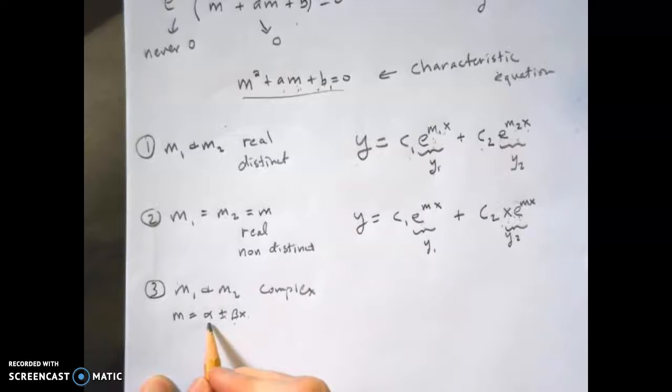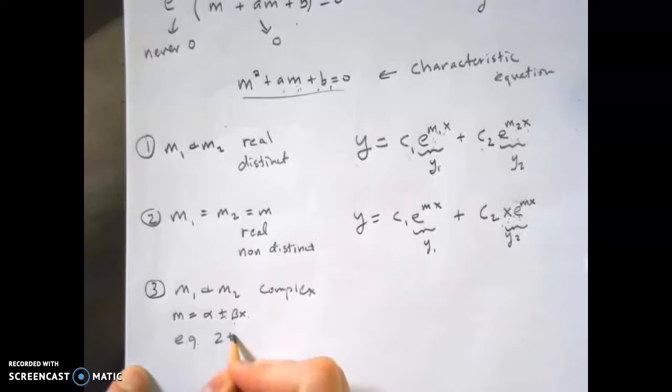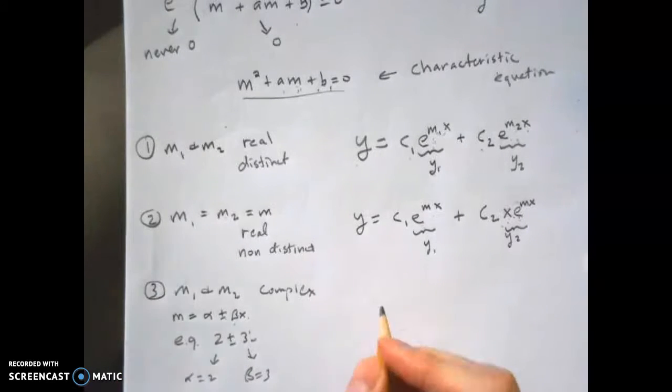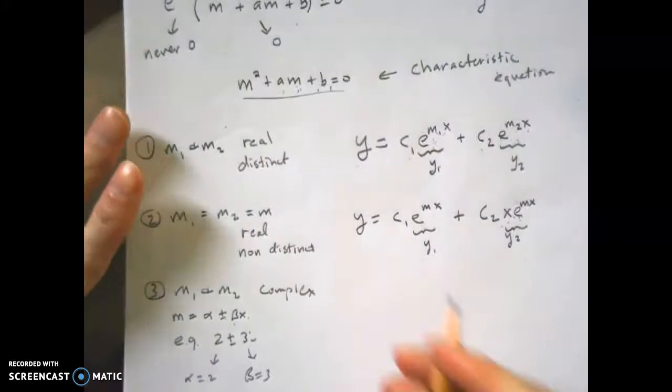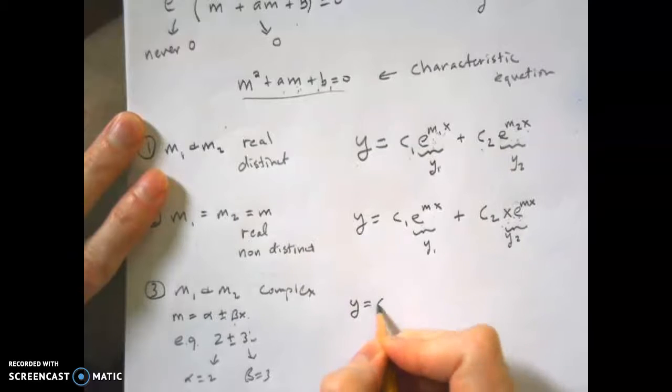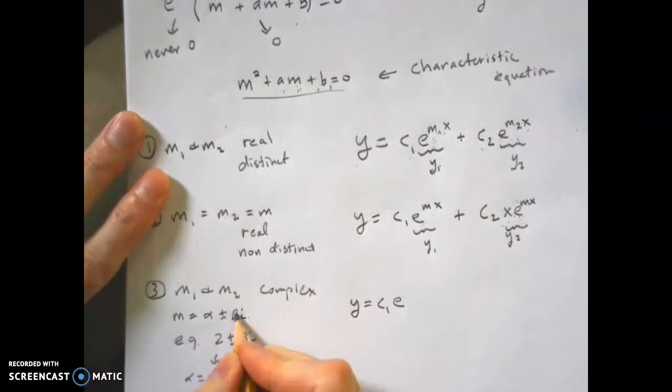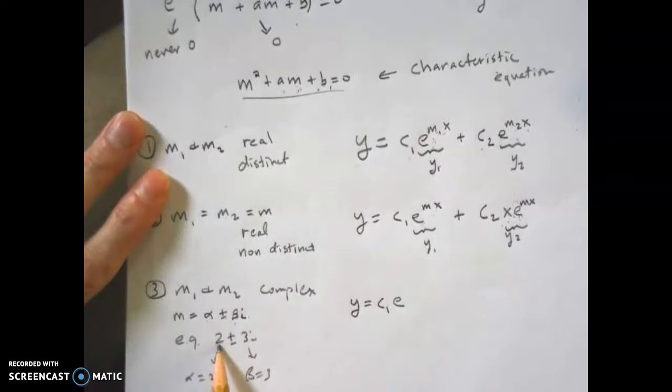Well, let's do an example. Example: 2 plus or minus 3i was your solution. Well, alpha would be 2 and beta would be 3. Okay? Then your solution is going to be y equals c1 e to, well, m is going to be your alpha plus, sorry, that's not beta x. It's alpha plus beta i. Thank you. Sorry about that. Okay, it's because you get like 2 plus or minus 3i. So then your alpha would be 2, your beta would be 3. Sorry, that shouldn't have been x, that was an i.